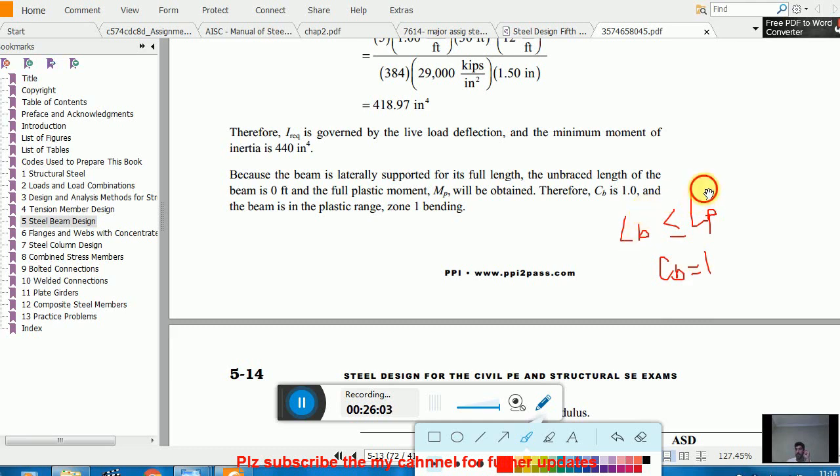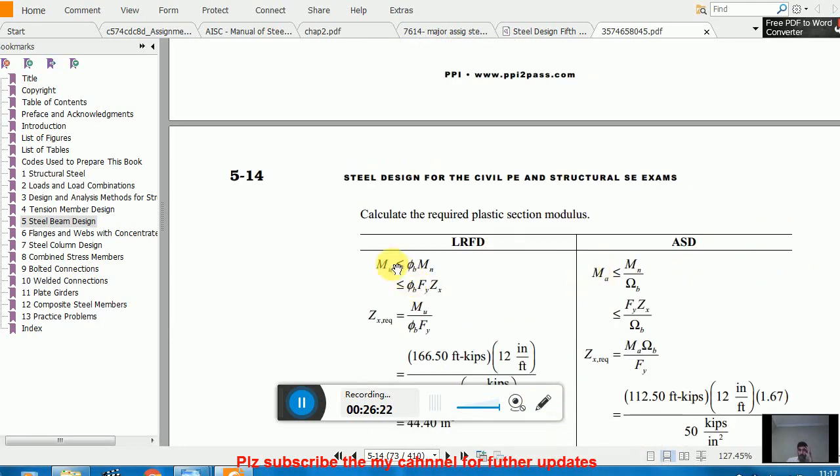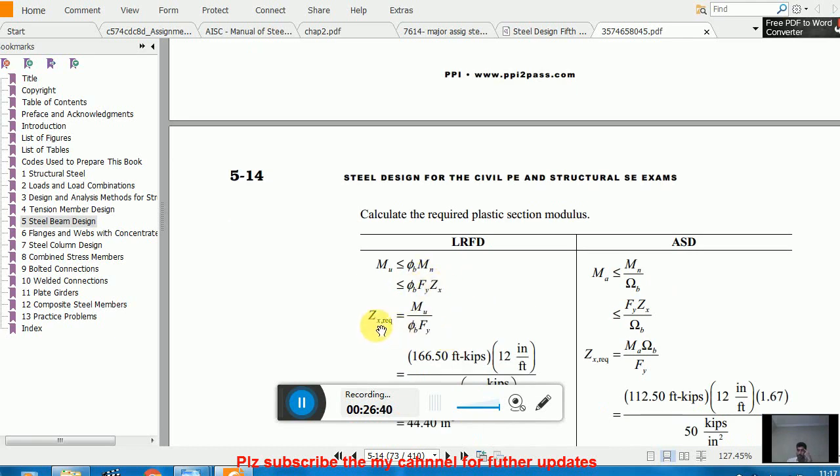Why? Because when this limitation exists, the beam is in zone 1, and in zone 1 we use Cb equals 1. Remember, we don't modify the moment. Next you see Mu is less than or equal to phi b Fy Zx, because this is the LRFD code criteria that your acting moment should be less than your design moment, and your design moment equals phi b Fy into Zx. This is the equation which we already know.